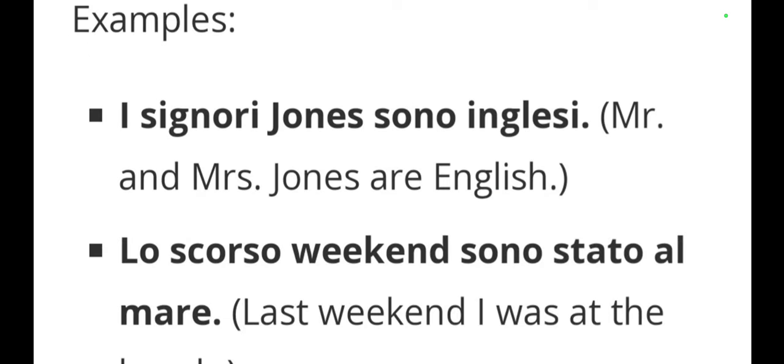Examples: I signori Jones sono inglesi. Mr. and Mrs. Jones are English.